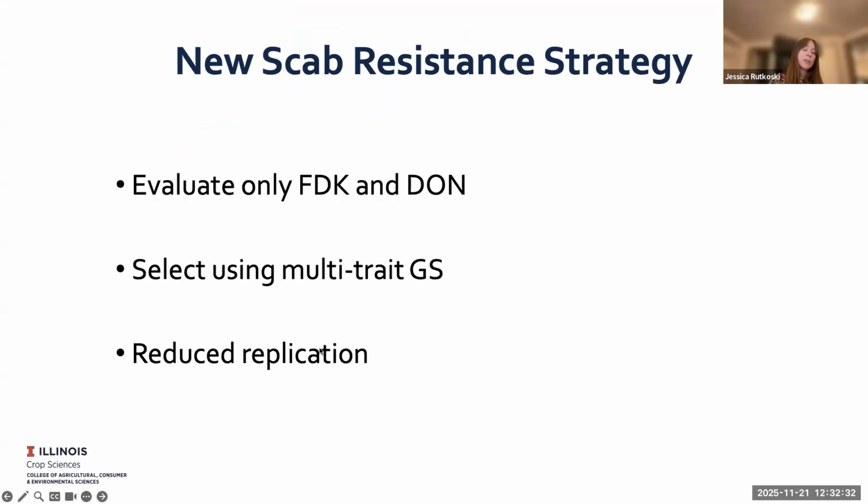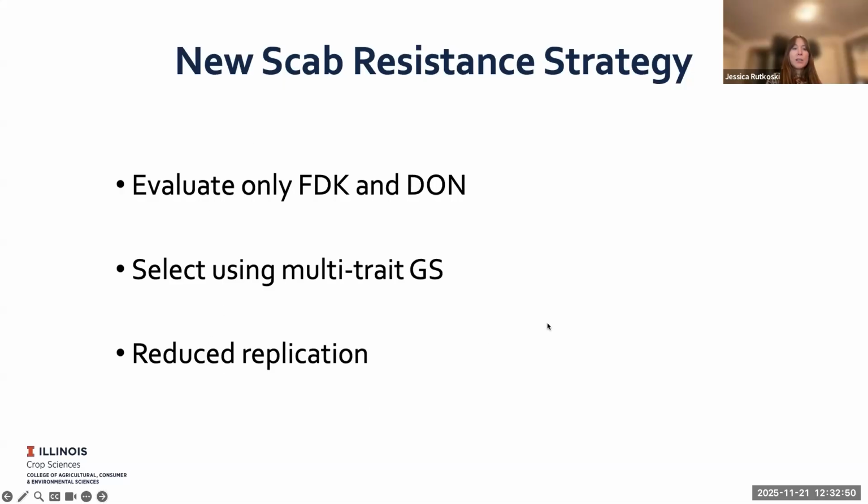Another thing we found out, which I didn't show results for on the previous slides, is that when we're using multi-trait genomic selection, we can reduce our replication and still get a good accuracy. So this is helping us be more efficient.